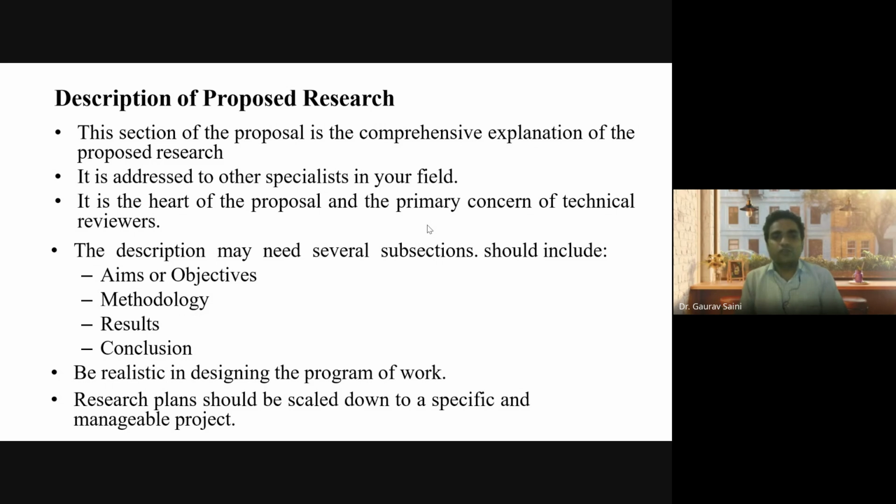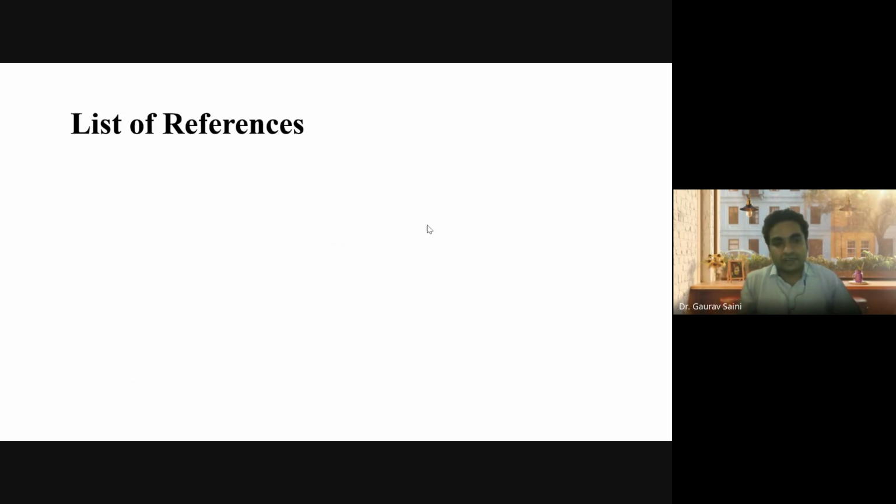The research plan should be scaled down to a specific and manageable project. So once you are framing your timelines, that should be scaled down, whether you are approaching it quarterly, monthly, or yearly. The thing is, that should be managed. You should not have so much work, and the objective should not be so much that you cannot even achieve it.